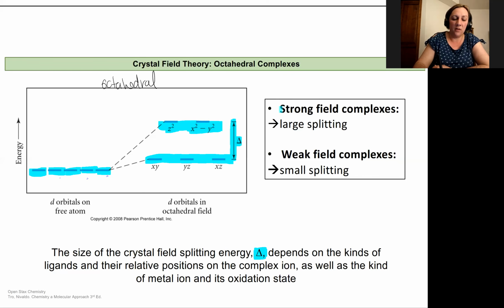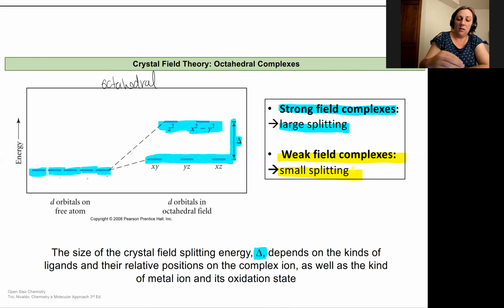And our strong field complexes, our strong field ligands, are going to create a larger difference in energy between the two. So we'll have a larger delta. And our weak field complexes, there's going to be smaller splitting. So there'll be less of a difference in between our two energy levels that are possible for our d orbitals.